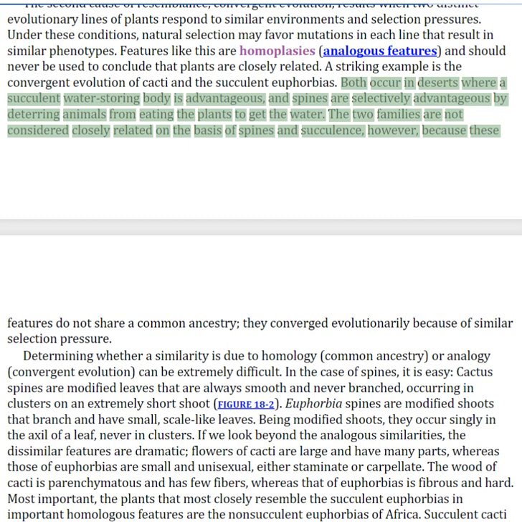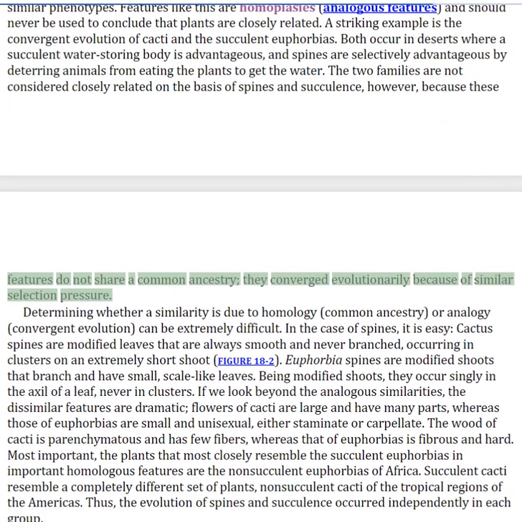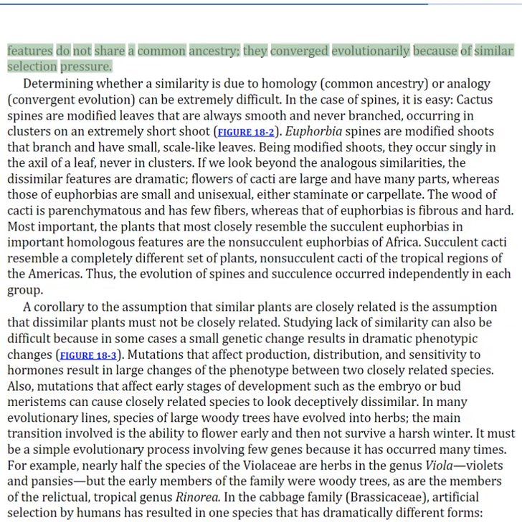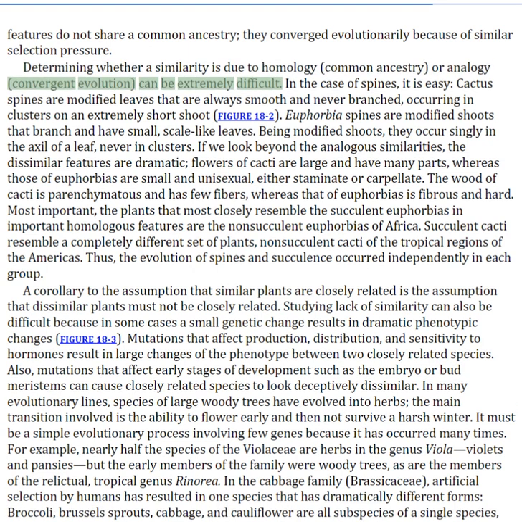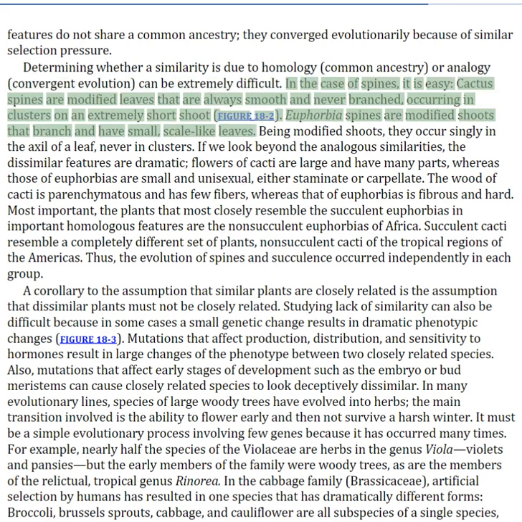The two families are not considered closely related on the basis of spines and succulents, however, because these features do not share a common ancestry; they converged evolutionarily because of similar selection pressure. Determining whether a similarity is due to homology or analogy can be extremely difficult. In the case of spines, it is easy.